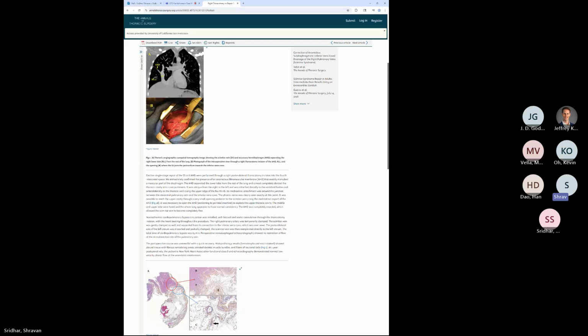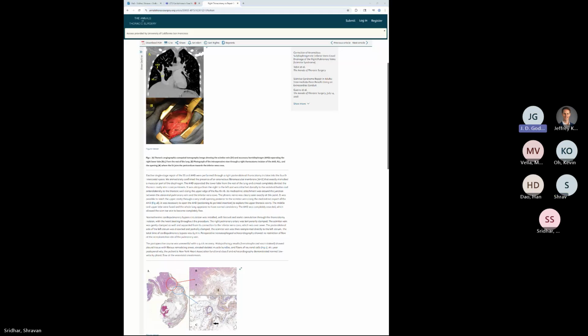It's helpful to understand the anatomy, and it helps the surgeons know what to look for in case they need to resect a lobe or part of a lobe of the lung, to understand that this could just be an accessory diaphragm and not the actual diaphragm.